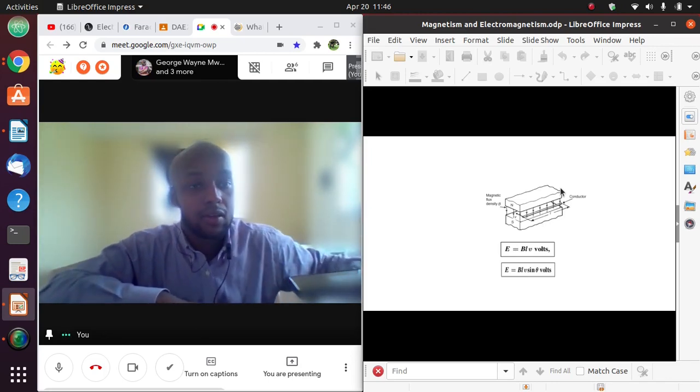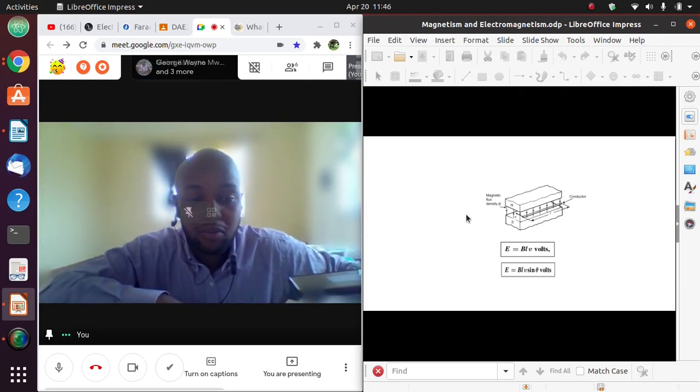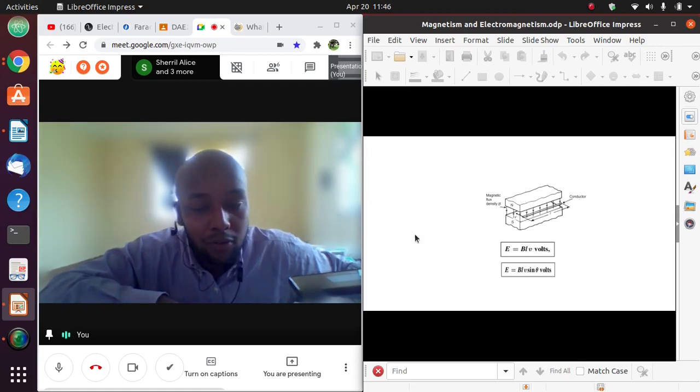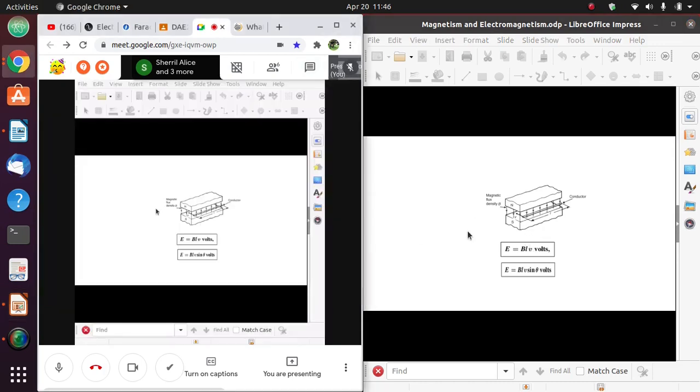Let's write down these formulas. The value of the induced voltage in the conductor will be given by the flux density times the length of that conductor within the field times the velocity at which you're moving that conductor within the field. That will give you the value of your induced voltage.